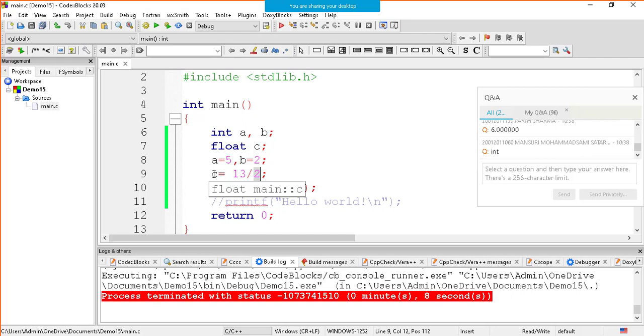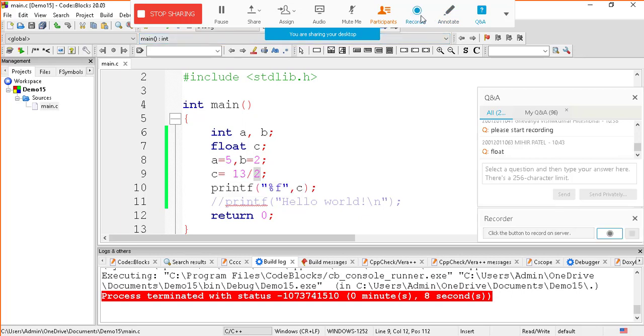Now what kind of container is C? What kind of container is C? Float. C is a float kind of container.